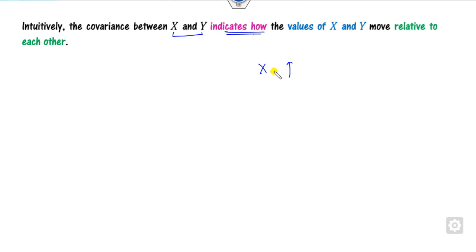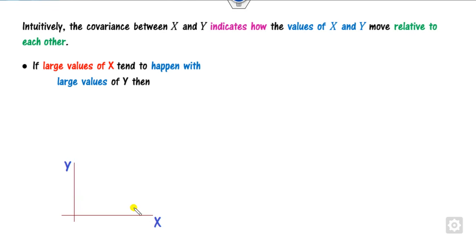What is the meaning of that? If you increase the value of x, what is the nature of y? Does it increase, decrease, or stay constant? Similarly, if you increase the value of y, what is the nature of x? Either decrease, increase, or constant. And if you decrease the value of x, what is the nature of y? Does it decrease, increase, and so on?